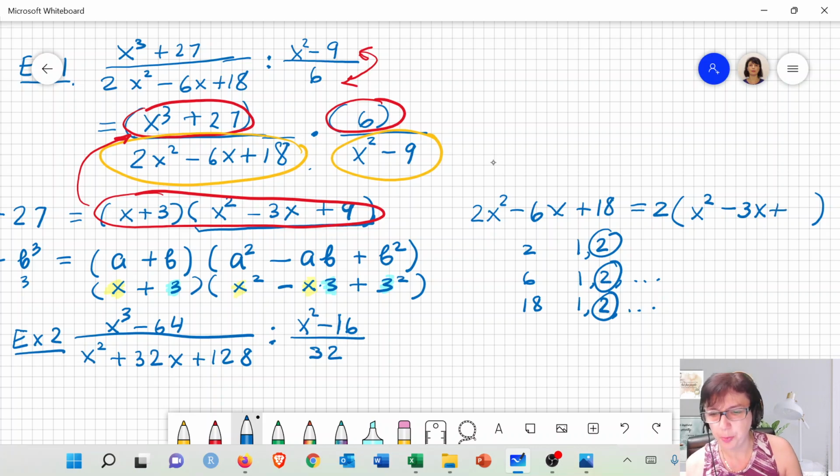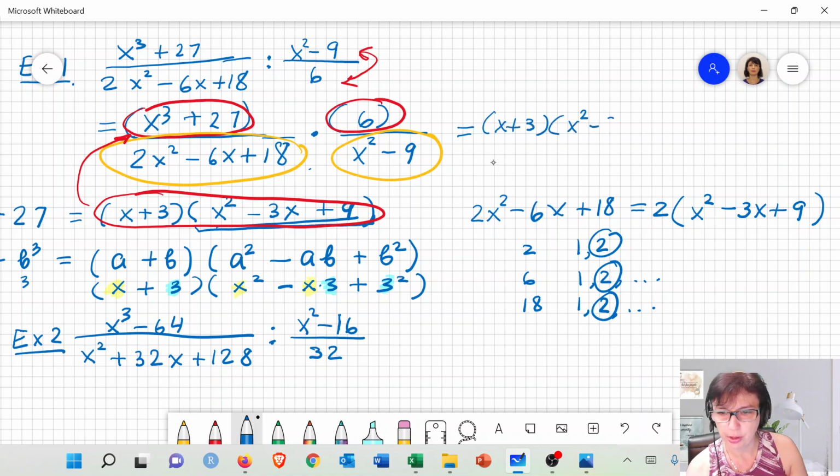Plus 18, I'm pulling 2 out, so that's 9. So see, that's gonna have to happen because this guy is gonna have to cancel. All right, so now I can go ahead and see if I can start canceling some stuff. So I'm just gonna write down what I have so far. And then I took out that 2.